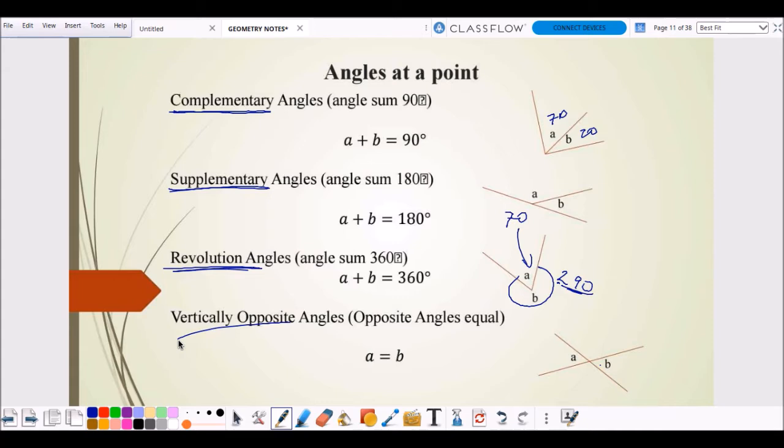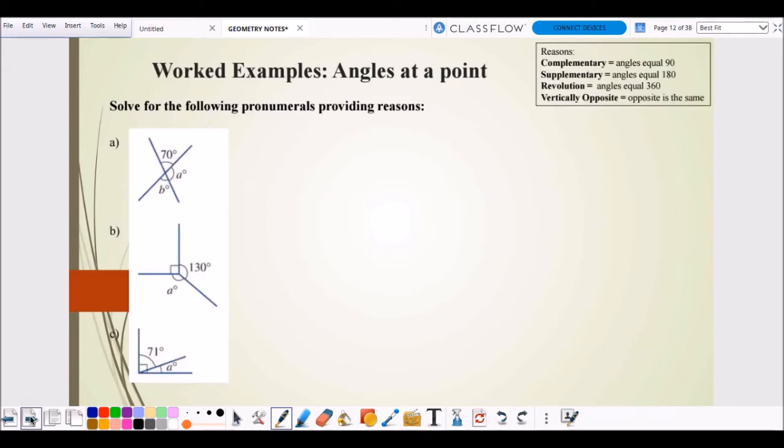Okay, so let's do some of these. And then I've got the reasons up here for you guys too, so you have it there. So we're going to try and figure out what these angles are. Okay, let's go with question A. We have to figure out what angle A and B are on this.